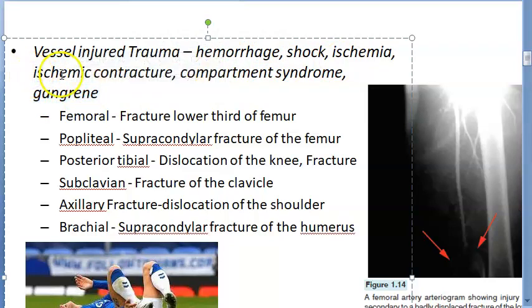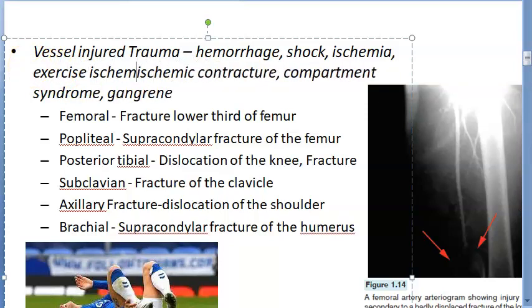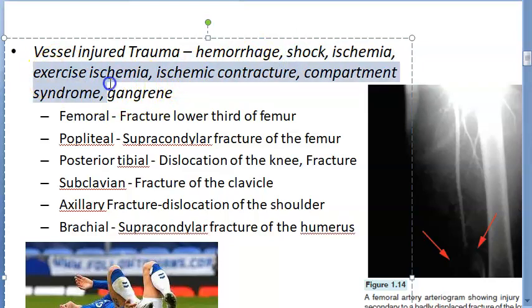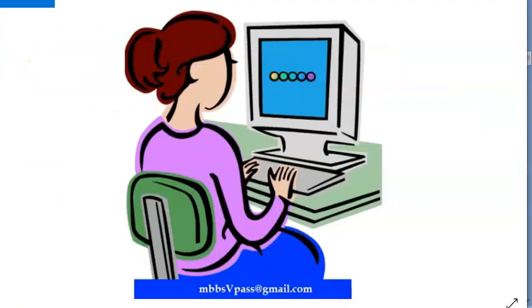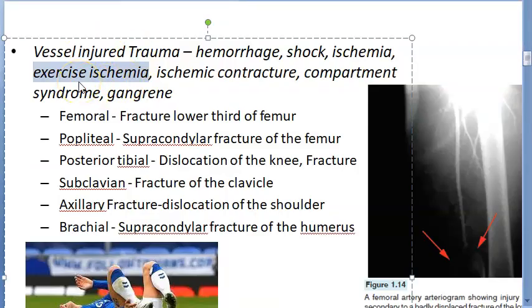There is something here called exercise ischemia. What is this exercise ischemia? What is ischemic contracture? We need to look at a few terminologies here. Guys, focus here. We are looking at vessel injury. Exercise ischemia: here the collaterals are good enough to keep the limb viable. But with further demand, like during exercise, there will be ischemic pain. You will have enough blood supply just to maintain viability, but not for exercise. That is exercise ischemia.